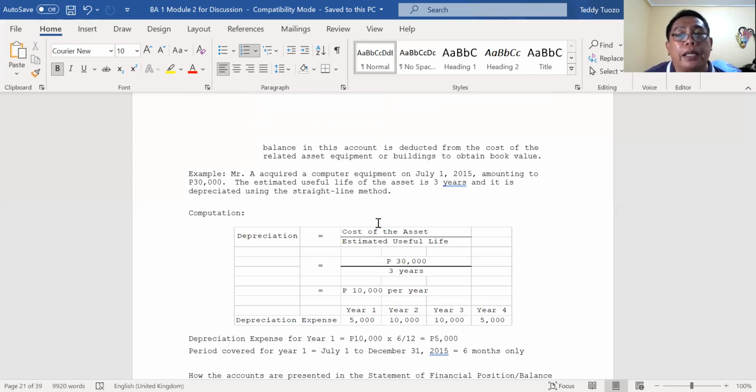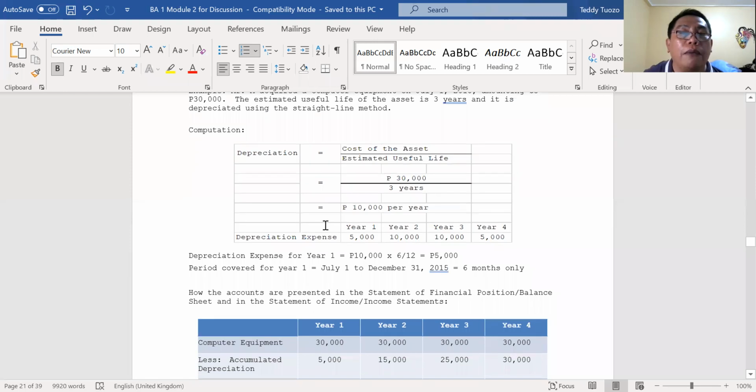So, Mr. A bought equipment on July 1, 2015. The value of the computer equipment is 30,000. Then the certified public accountant estimated that the life of our computer equipment is only 3 years, and then the straight line method will be used for depreciation purposes.